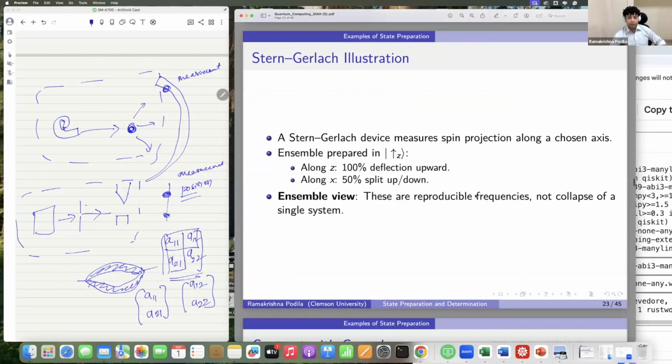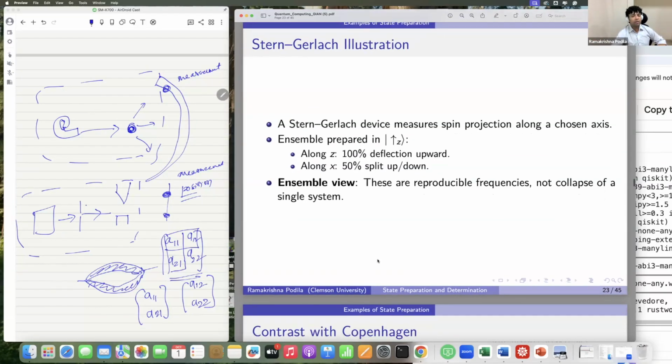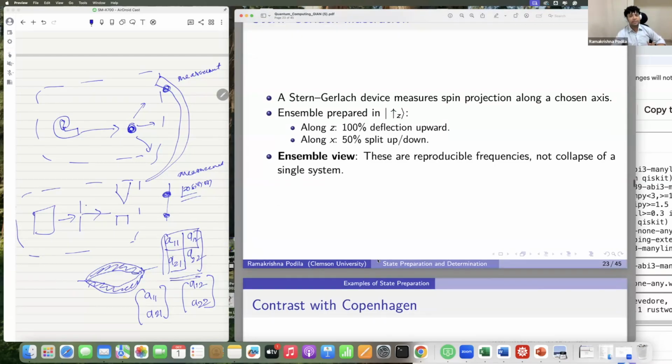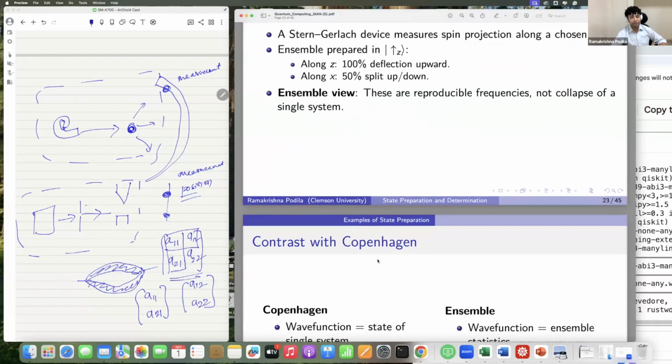If we pick only the spin up particles from the z direction and send them through z direction, you will get 100% deflection upward. But if you then send these through another Stern-Gerlach experiment, which is along the x-axis, you would see that in that ensemble again you have a split along the x-axis, right? So these are not collapses of a single system, but rather reproducible frequencies.